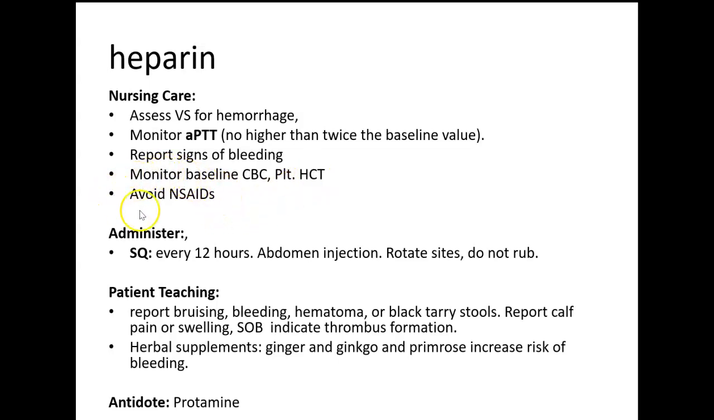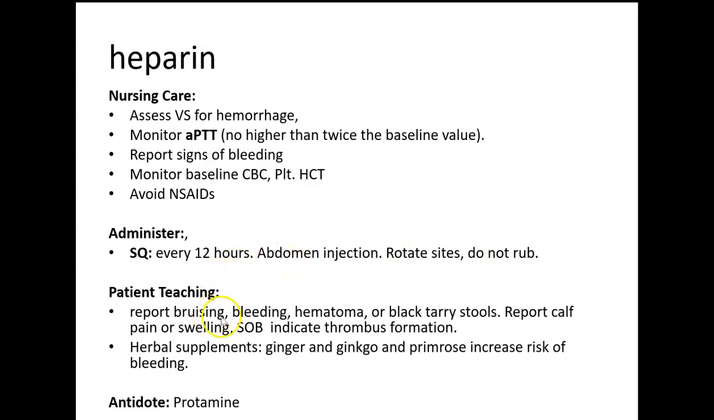You want to avoid NSAIDs. NSAIDs make platelets slippery, so you don't want to make crappy mortar and slippery platelets that will really increase their risk for bleeding. You want to administer the sub-Q every 12 hours. It's usually done in the abdomen, and you want to rotate sites. You don't want to rub the site after you give the medication because it will cause more bruising. It will have bruising already, but it will cause more.